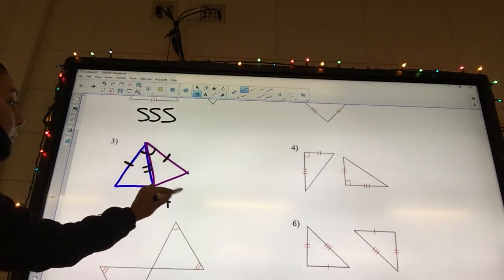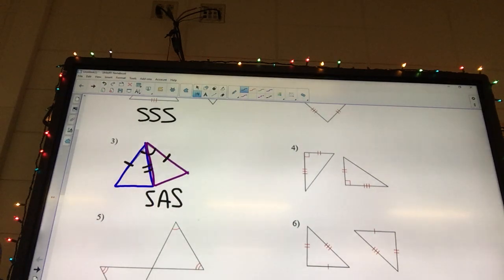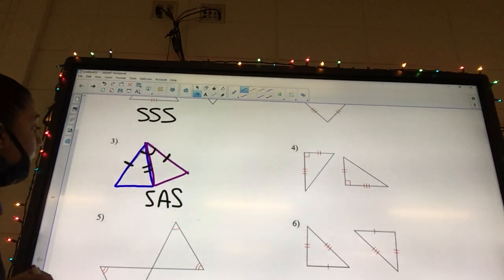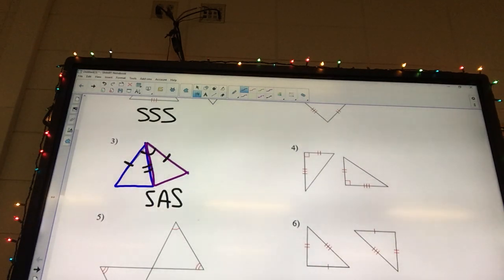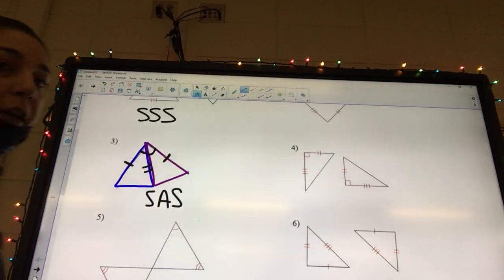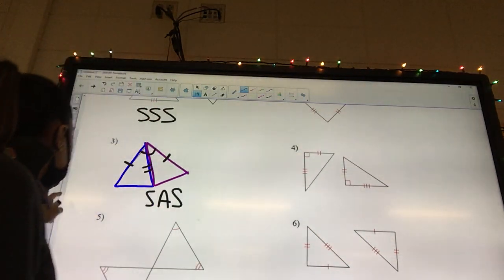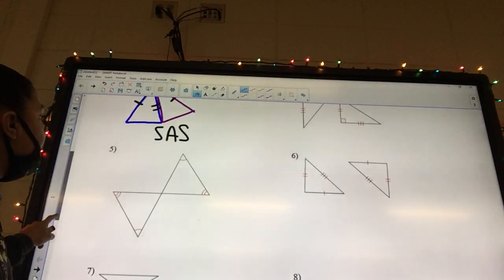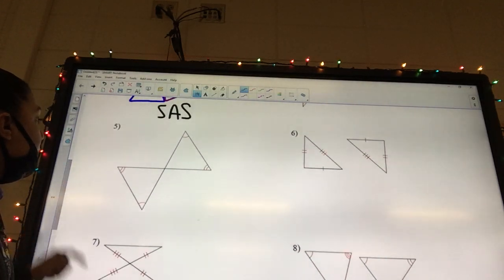Hey, Sammy, did you see where I put they share the same base? Yep, the same thing. They share the same side. So we know that that side is also congruent. Okay, and so we can just write SAS. That's side, angle, side. That's the shorthand way to say side, angle, side. Okay, if we look at 5.